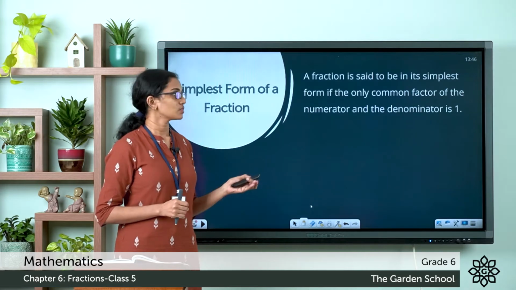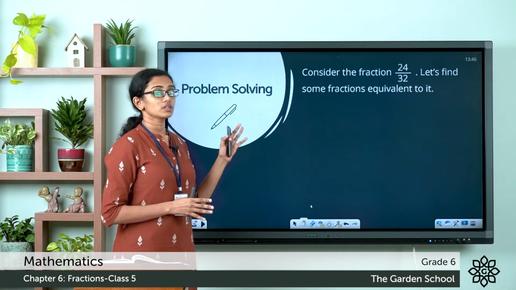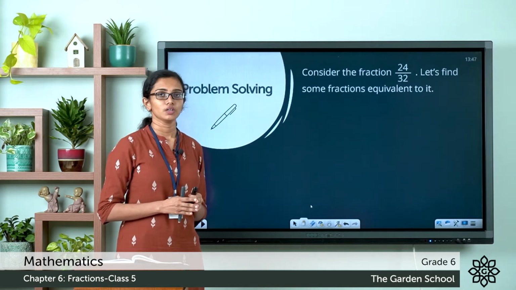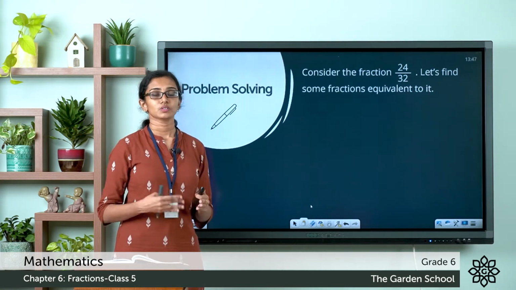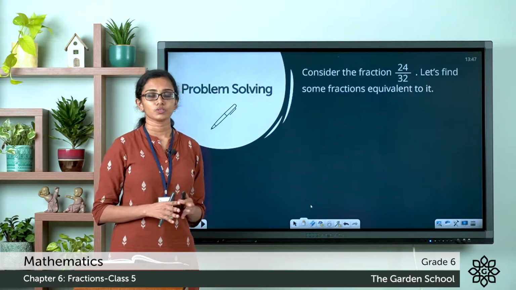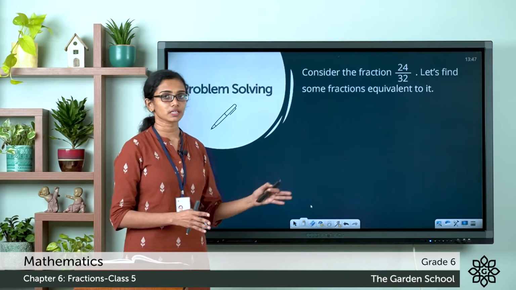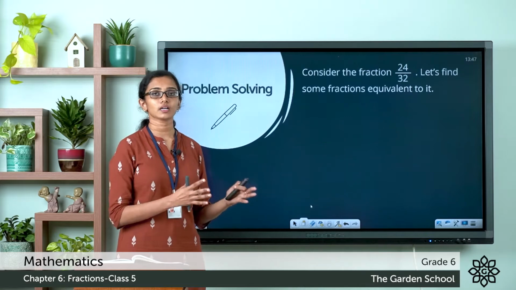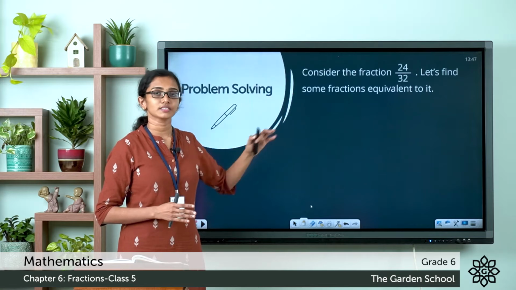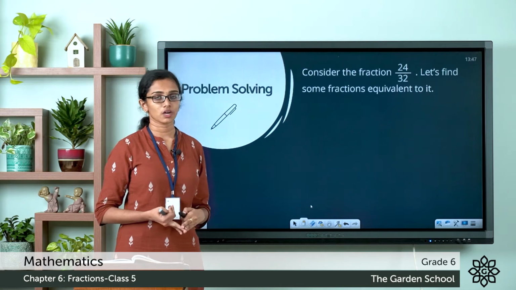Let's see an example now. So here you have to consider this fraction 24 by 32. Now we are going to find the simplest form of this fraction. So how can we find the simplest form? When you say simplest form, we are going to reduce the given fraction. To reduce the given fraction, we are going to find the equivalent fractions of the given fraction by dividing with a common factor. So can you say a common factor for this numerator and the denominator, 24 and 32? 2 is a common factor, 4 is a common factor.